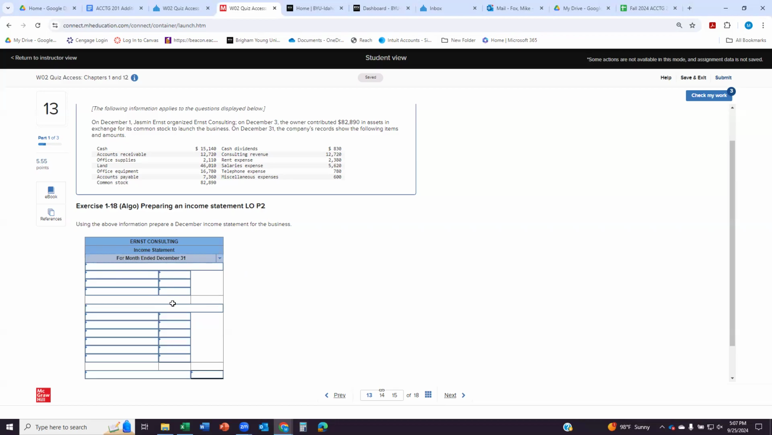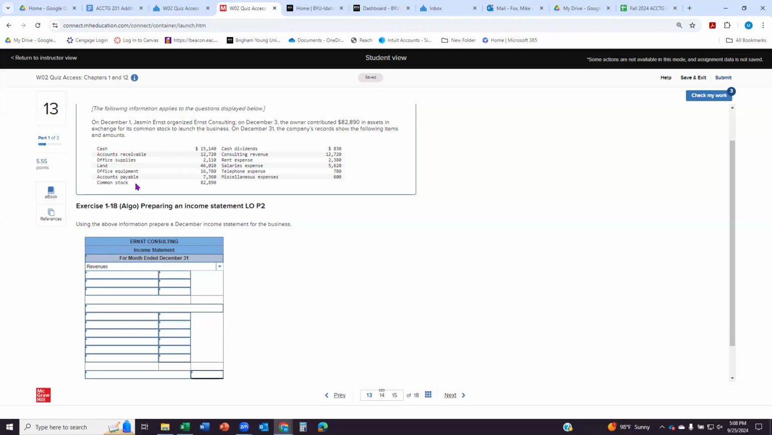And so the first section is always the revenues section. And the revenues, again, are the money we bring in or we earn through doing business. So if we look at this list of different things, probably what I would do is highlight what each of them is. So cash is an asset, accounts receivable is an asset, office supplies, land, office equipment, all assets. And then accounts payable is a liability. That means it's money we owe to someone else.